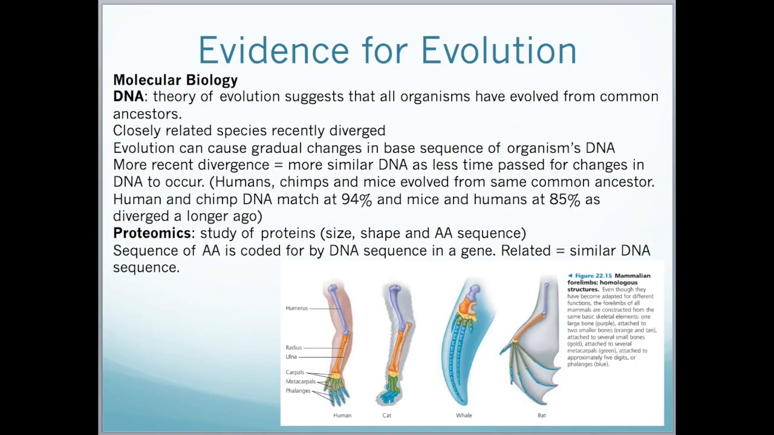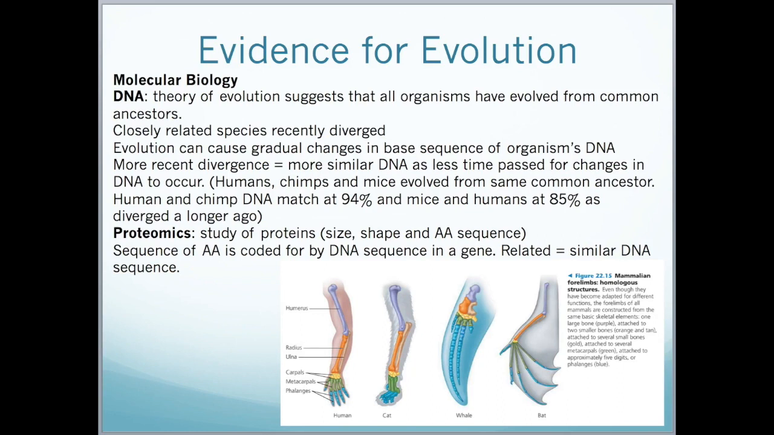So what evidence do we have for evolution? We have evidence from molecular biology, from DNA and proteomics. So from DNA, the theory of evolution suggests that all organisms have evolved from a common ancestor. Evolution can cause gradual changes in the base sequence of an organism's DNA. So the more recent a divergence, the more similar DNA will be between the two, because less time has passed for changes in the DNA to occur.